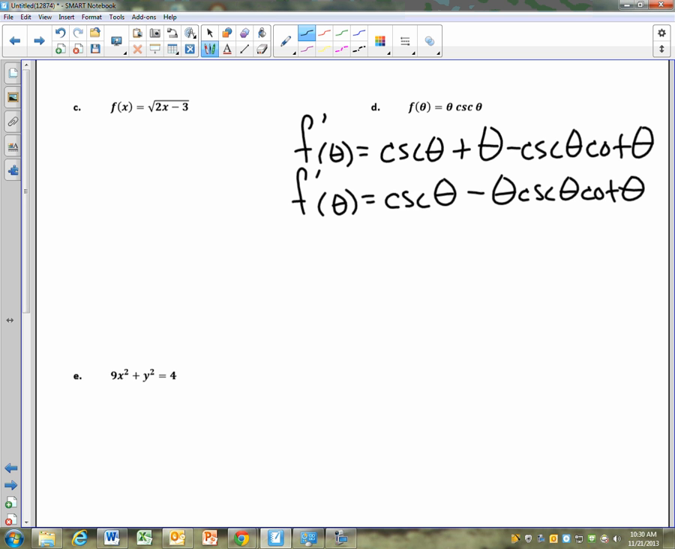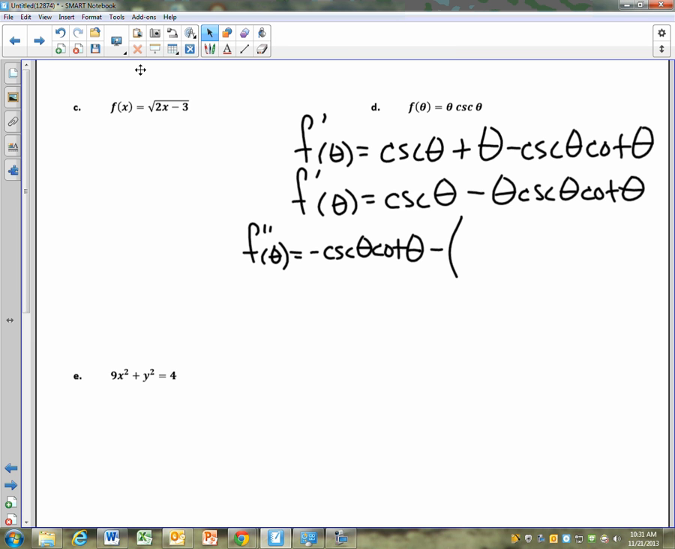Okay, so now I need to do f double prime. If I do f double prime, what's the derivative of cosecant? Negative cosecant of theta, cotangent of theta. And then, oh boy, I'm going to have to write minus, and then I'm going to have to put parentheses here, because I'm going to have to distribute that through. This involves the product rule twice. So I'm going to choose that one to be my first function, and that one to be my second function.